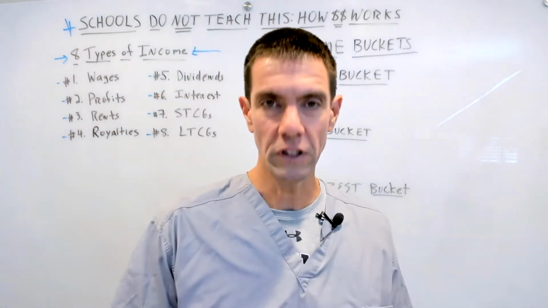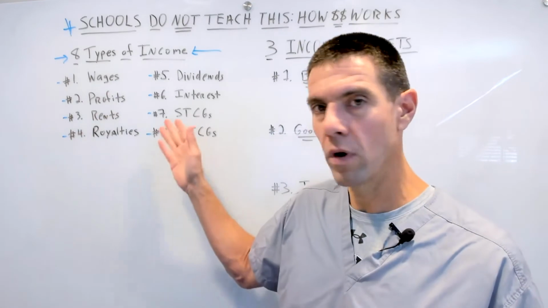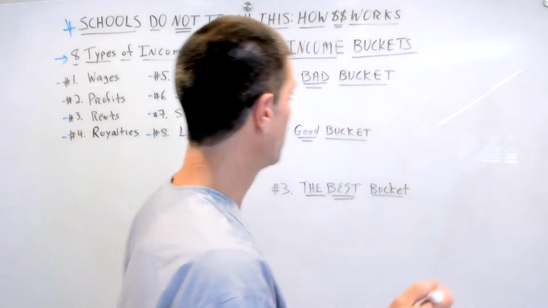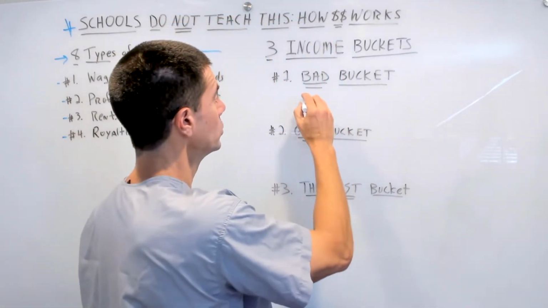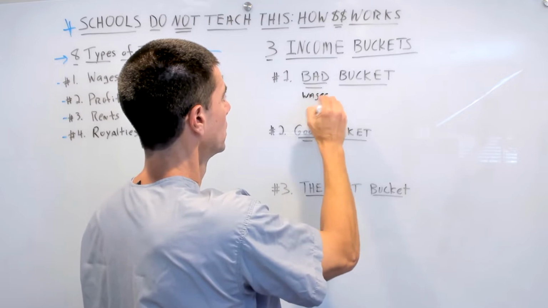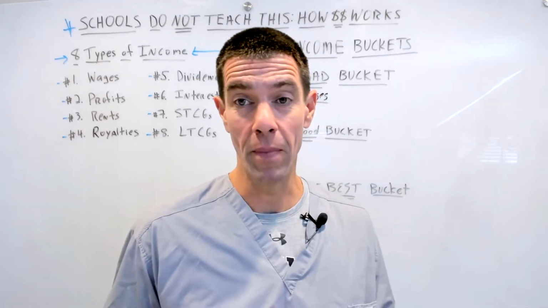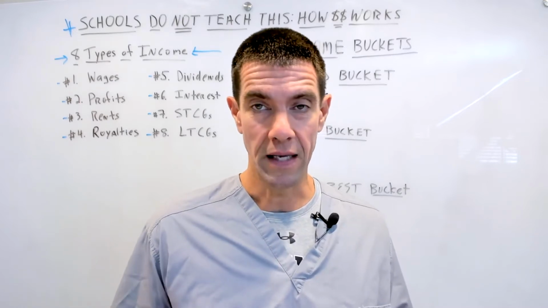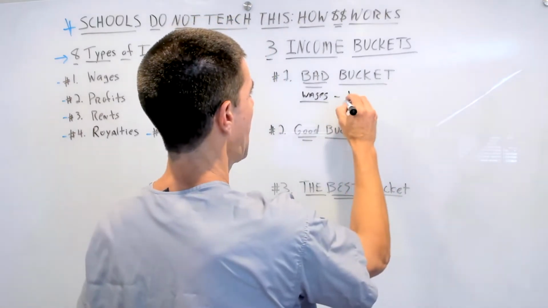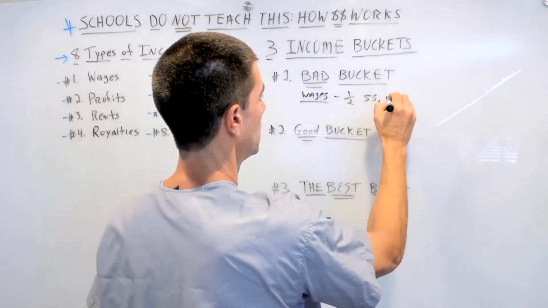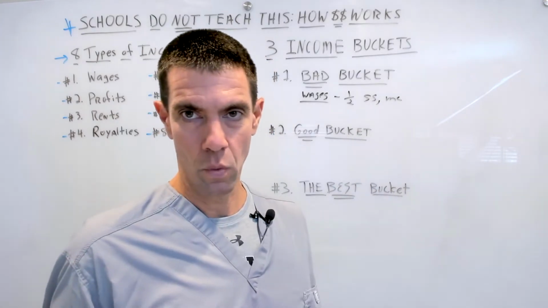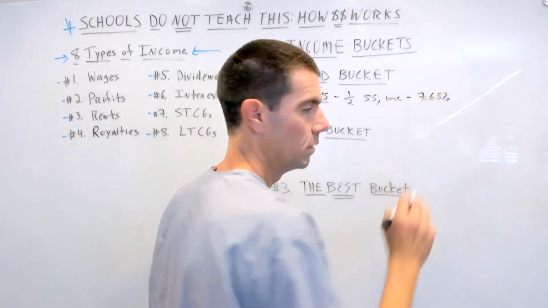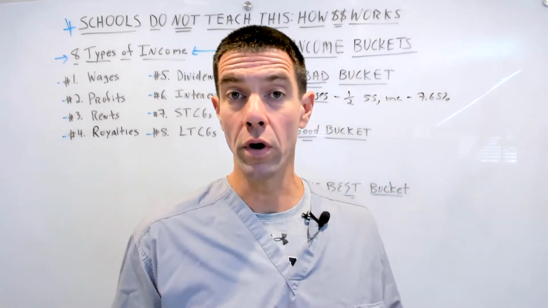As we talked about before, you can probably figure out the type that goes into the bad bucket, and that is number 1, your wages. Your wages take the biggest hit from the IRS. So if you're a doctor making $300,000 a year employed by a hospital, guess what? You're going to have to pay half of the Social Security and Medicare tax, which comes out to 7.65%. You pay half of that, and then your employer is going to pay the other half.